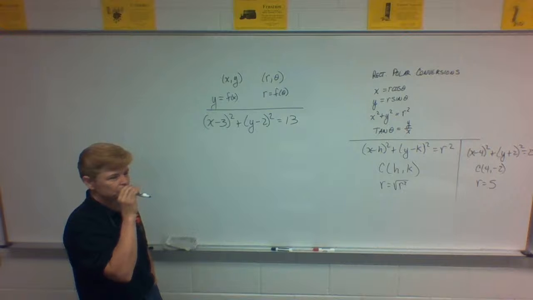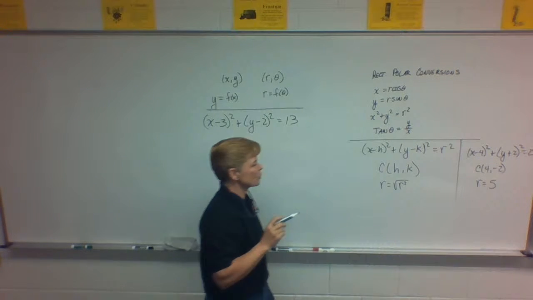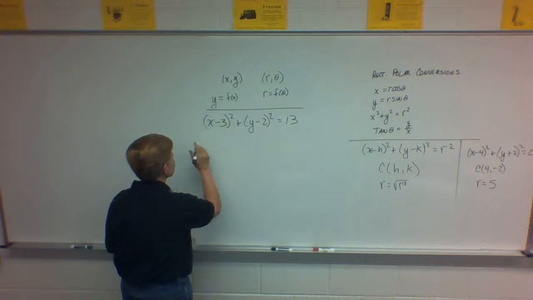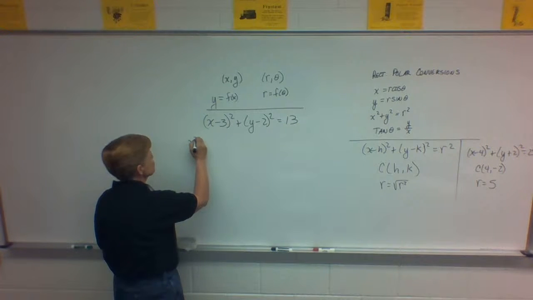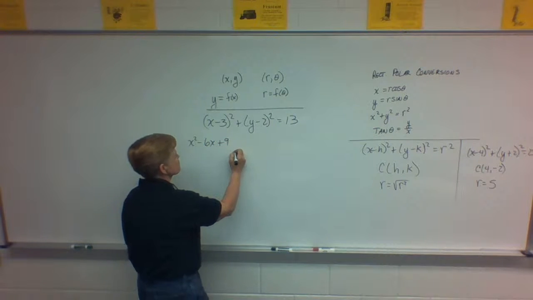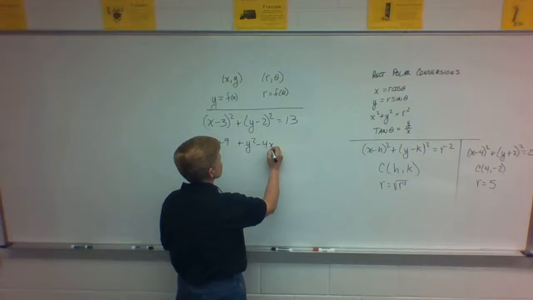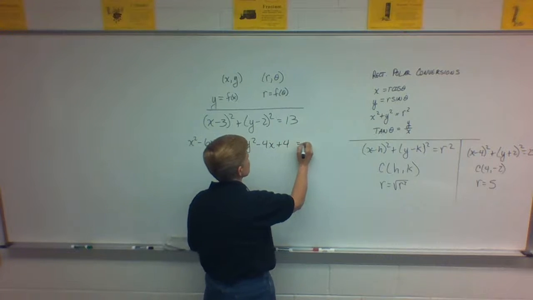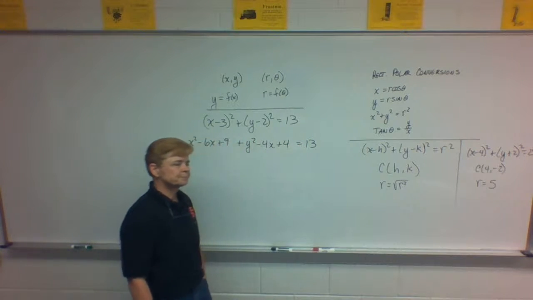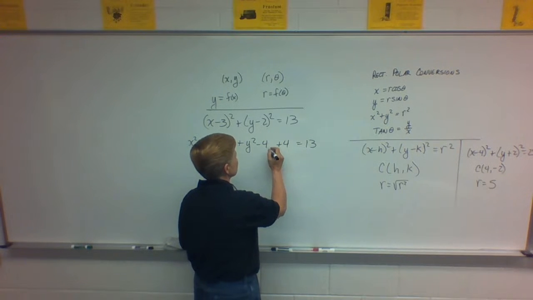You could square them. Foil those things. You want to FOIL them out? What does this one give you? X squared minus 6x plus 9. Y squared minus 4x plus 4. It'll be 4y. Oh, yeah, thank you for that.